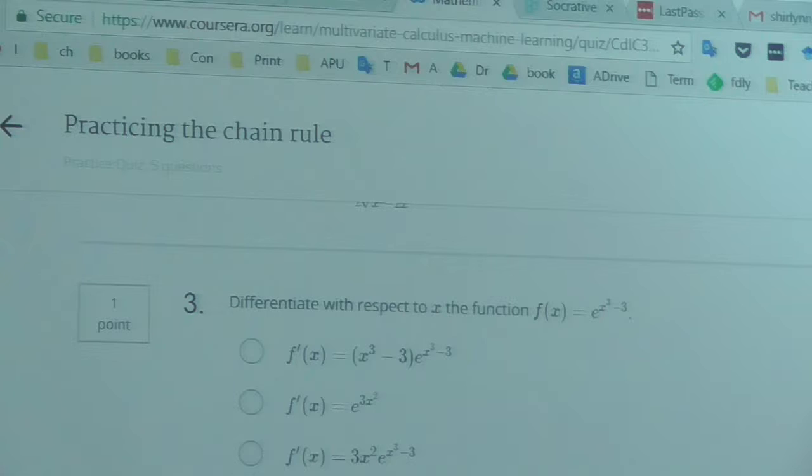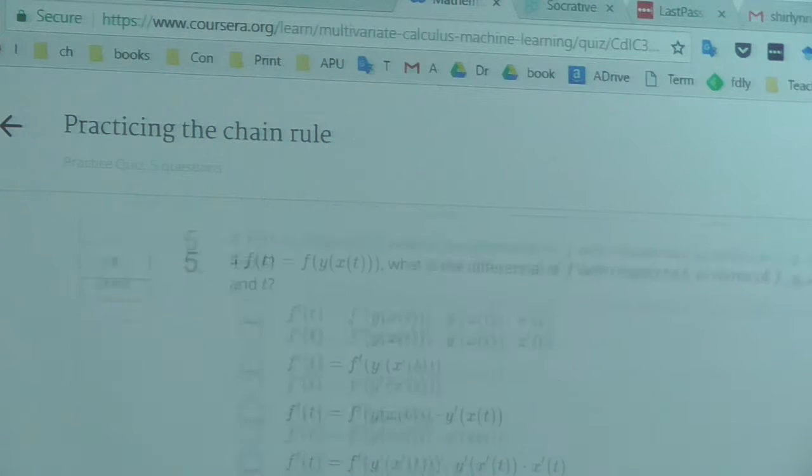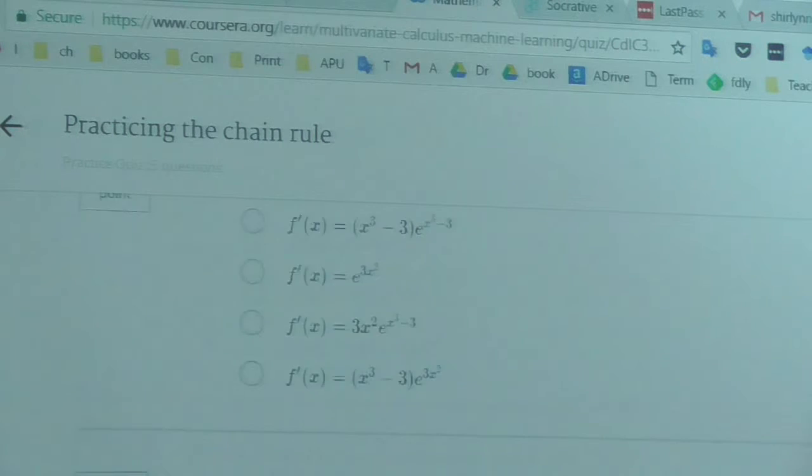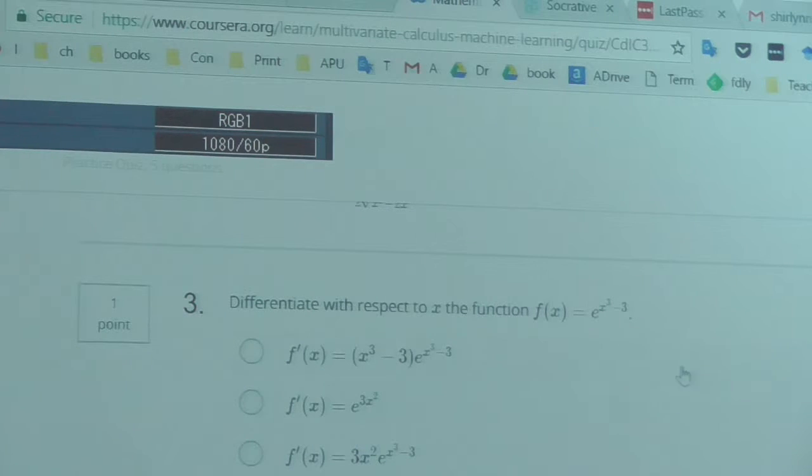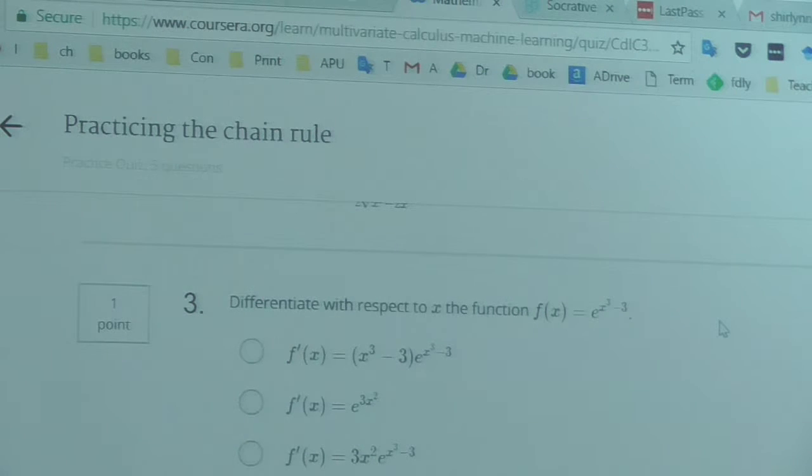Okay, let's do another one. Okay, let's do this one. Okay, let's try this one. So the chain rule for this function here. Whoops, I gave it away. I told you need the chain rule. Okay. So again, A, B, C, or D.